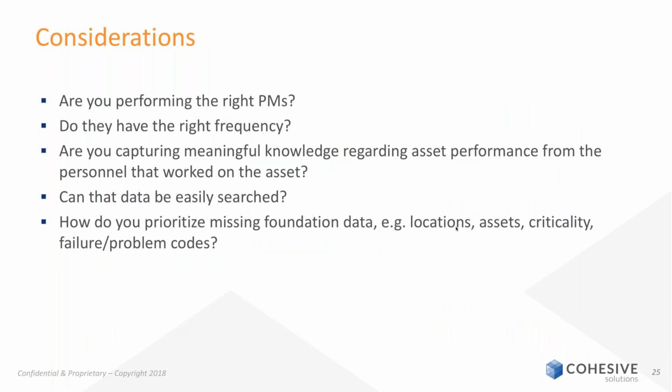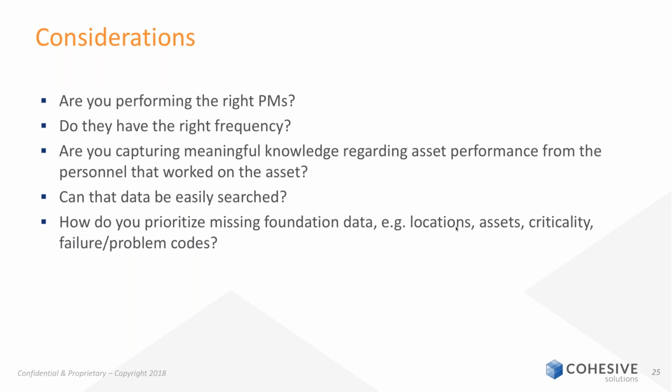So some considerations that we can use once we get this model built out is, are you performing the right PMs? Linking your PMs to critical or important assets and problem codes helps you close that loop to understand why you're making the investment in that PM. And once you get all those links built out, the PMs you have left over, those are the ones you go back and question, why am I doing them? What is the payback for the investment of doing those PMs? And same thing with the frequency.